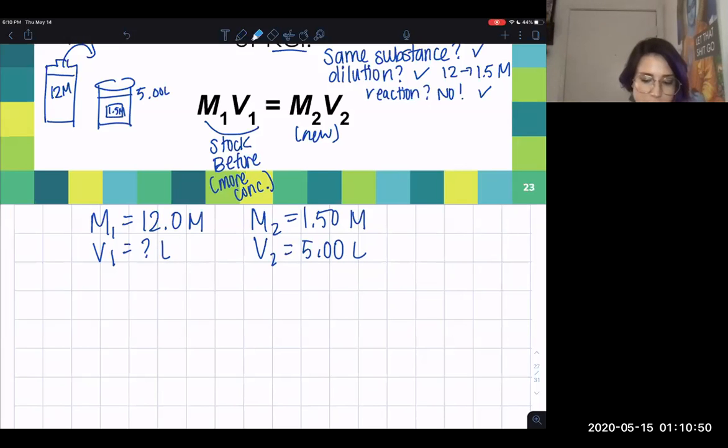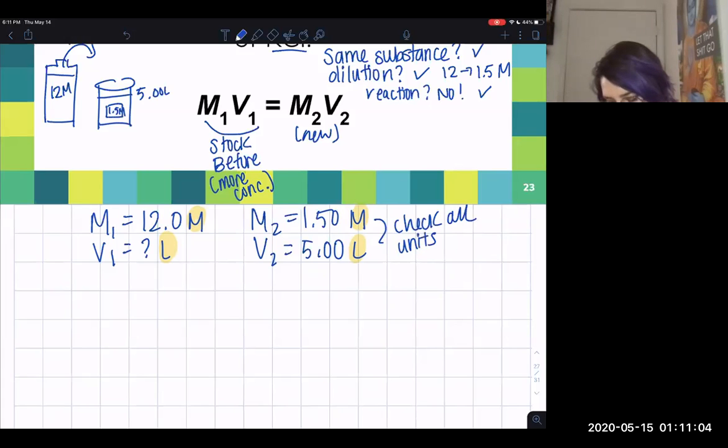So just make sure that they're the same. You're going to check your units to make sure all your units are the same. You don't even have to turn molarity into moles per liter. Just check all units match. What I mean by that is, do the volumes match? Do the molarities match? The concentrations match and the volumes match?